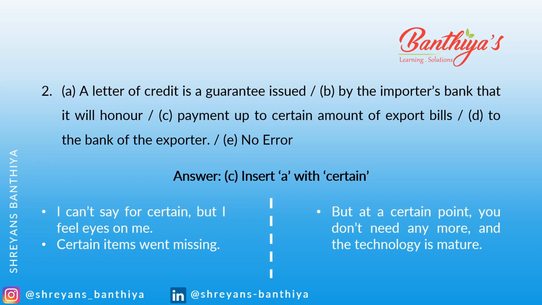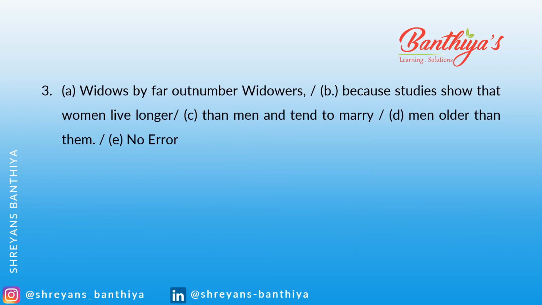Now let's see the last example for today's video. And if you have found the right answer, please comment in the comment section below as well. Widows by far outnumber widowers. Now widows are the women who are left after the death of their husbands, their spouse, and they are not again remarried. And widowers are the men who are left after the death of their spouse and they have not married again. So basically widows are females and widowers are men.